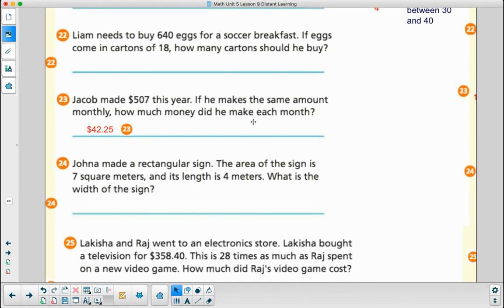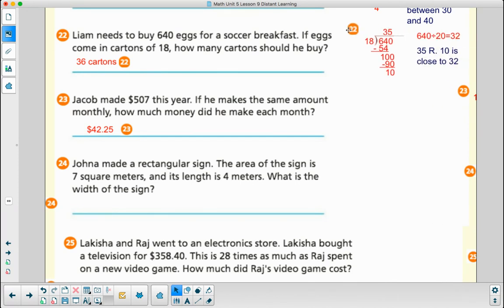22. Liam needs to buy 640 eggs for soccer breakfast. If eggs come in cartons of 18, how many cartons should he buy? So I'm going to take the 640 that he needs, divided by 18, and I got 35 with a remainder of 10. Now I have to think of my remainder. 10 is what's left of the 640, which are eggs that he needs for breakfast. That means that 35 cartons won't be enough. He needs 10 more eggs. Can't buy them in 10. He's got to buy them as 18. He needs 1 more carton. So my answer is 36 cartons.